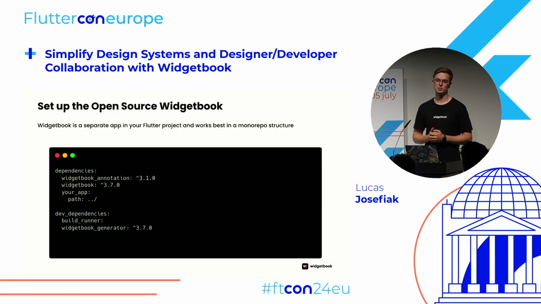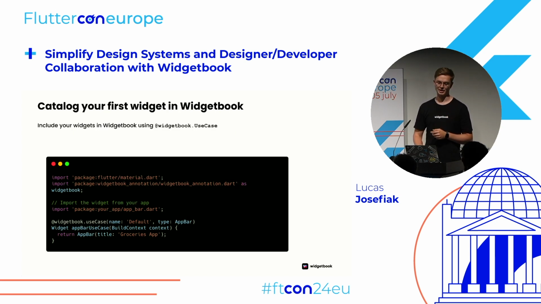So first of all, what's important to note is that Widgetbook is like a separate app in your Flutter project, and it works best in a monorepo structure where you organize your UI components in a separate package. And to include Widgetbook in your app, you use 3 different packages of Widgetbook in your app. One is Widgetbook annotation, the other one is the main Widgetbook package, and then also the Widgetbook generator. And as soon as you have them included in your pubspec YAML file, it's already your chance to catalog your first widgets in Widgetbook now.